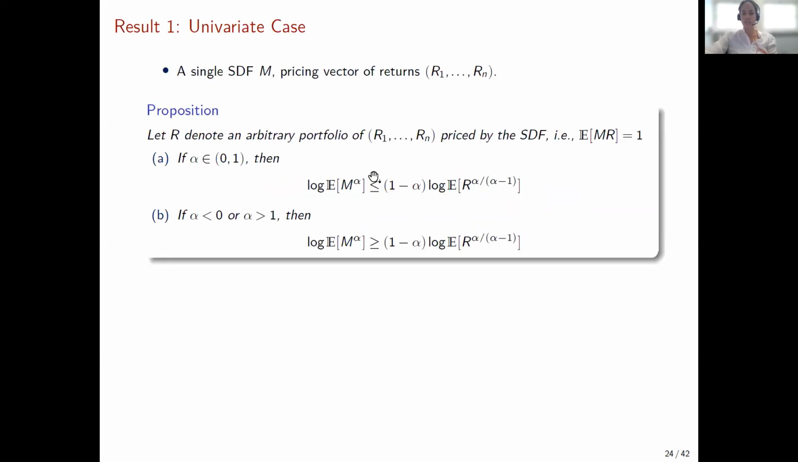Okay, so this was very abstract. So now let me get to the characterization results, which allow us to do the applications. So here's just the first result we have, which again is nothing new.